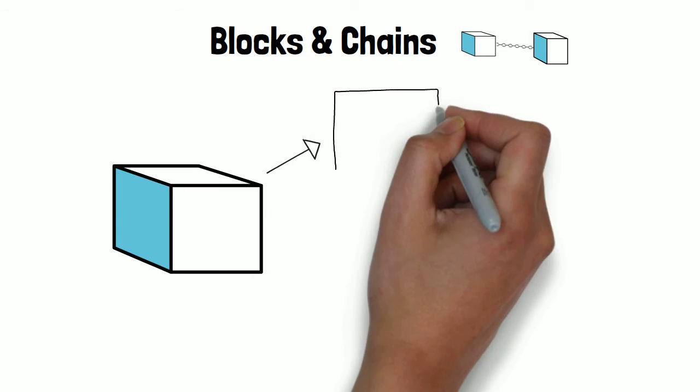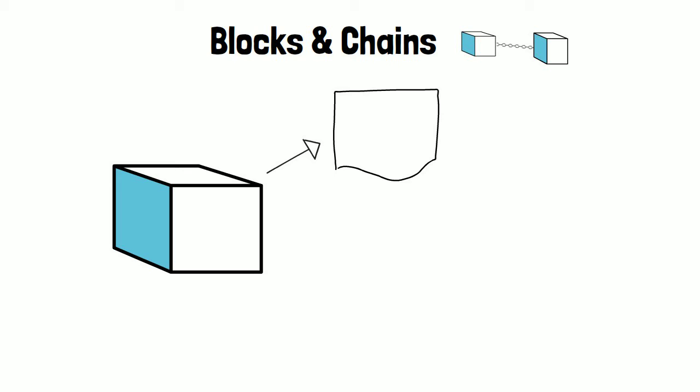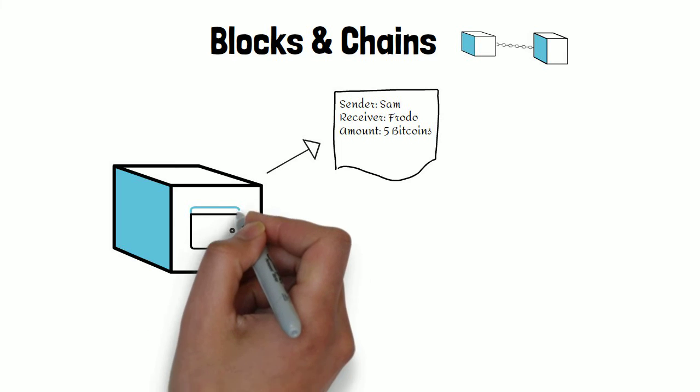A block is made up of four things. 1. Some type of data. This data would depend on the nature of the blockchain. For instance, in Bitcoin, the data would be the transaction details, specifically the sender, receiver, and the amount of Bitcoin.